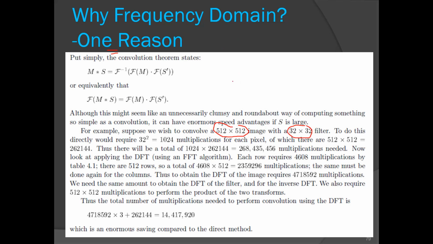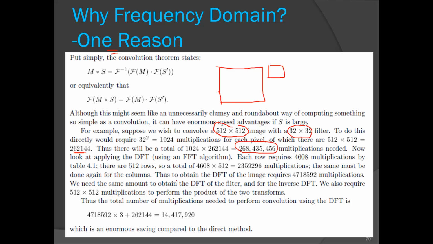In the spatial domain, consider this is our original image and this is our filter. We convolve this filter over every pixel, right? So how many pixels will be there? 512 into 512, that is given here. For every pixel we have to do 32 into 32 multiplications. So the total will be this much multiplication.